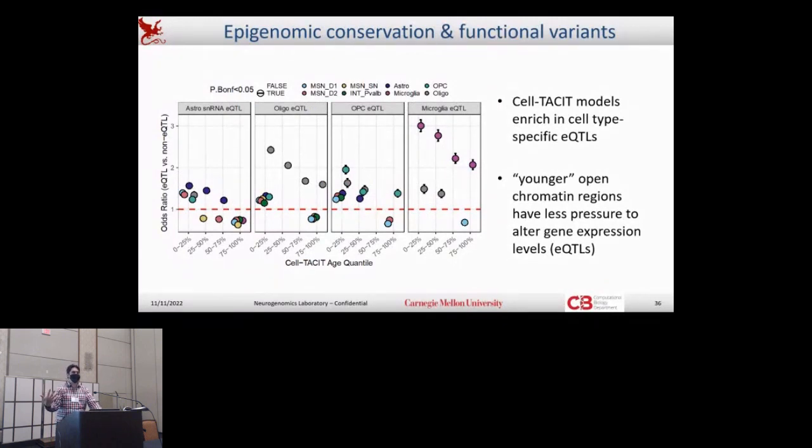We also see similar cell type specific patterns of conservation for eQTLs, but in the opposite direction, where the SNPs that tend to impact cell type specific gene expression tend to fall in regions of open chromatin that don't tend to be conserved, but are still active in that cell subtype.